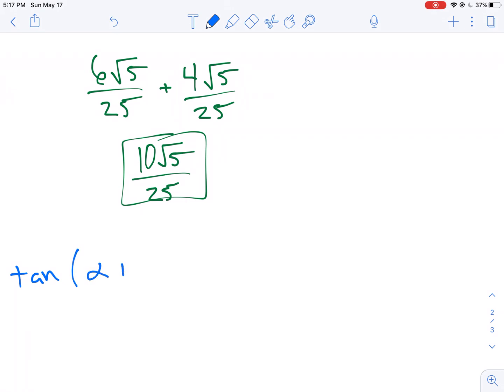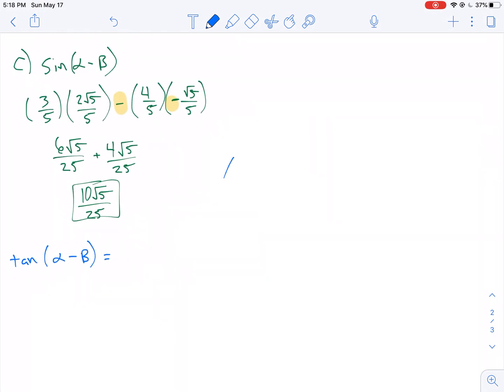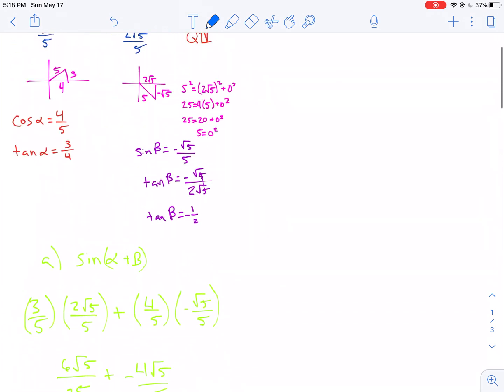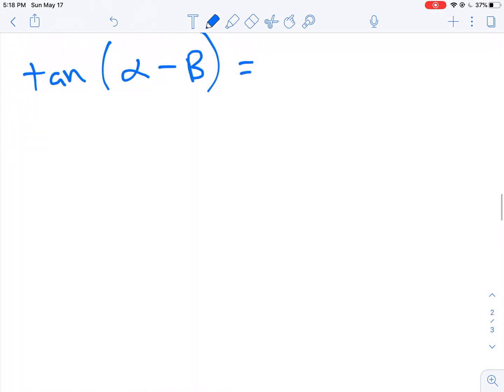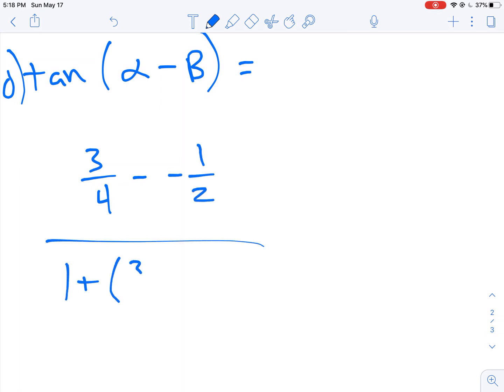Of alpha minus beta, which is equal to the tangent of alpha minus the tangent of beta over 1 plus the tangent of alpha, tangent of beta. Go back up here, I look, my tangent of alpha is 3 over 4, tangent of beta is negative 1/2. So this is going to be equal to 3 over 4 minus negative 1/2 all over 1 plus 3 over 4 times negative 1/2.